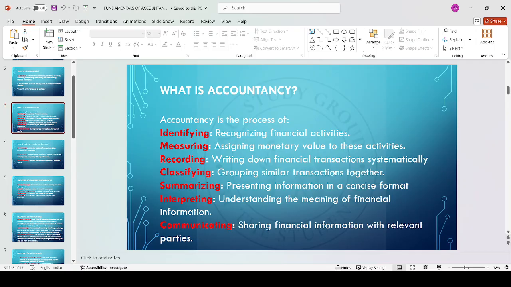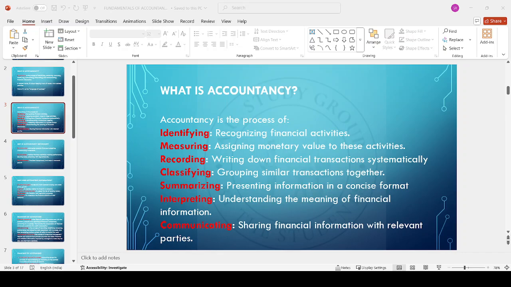Now third part is recording. Recording is about writing down all the financial activities in an organized way. For example, you keep a diary of all the money that comes in and goes out. That is called recording. Okay, next comes classifying. Now classifying means grouping similar financial transactions together. For example, say all the money spent on salaries will be classified as salaries. Now all the money which we have received from sales will be classified as sales.